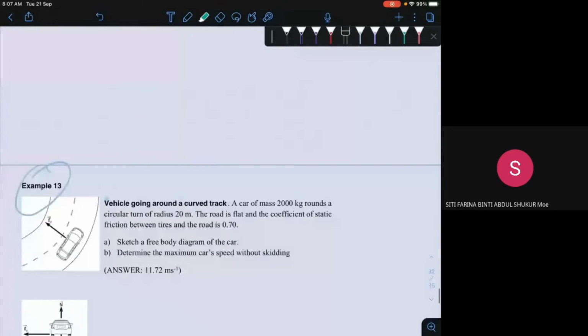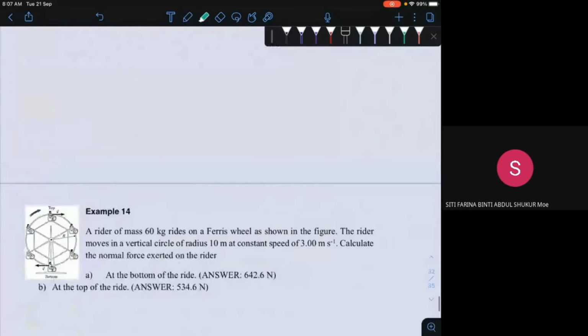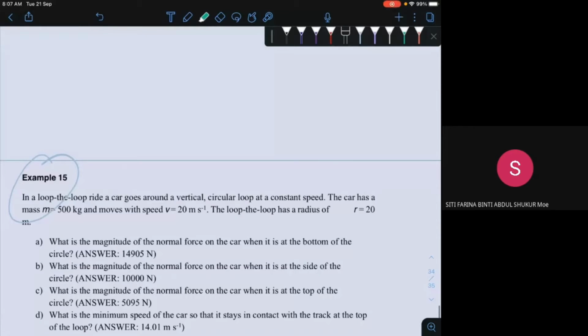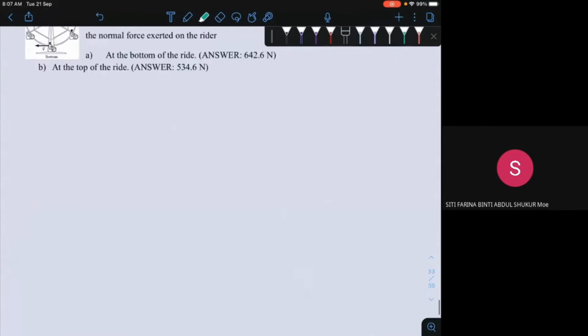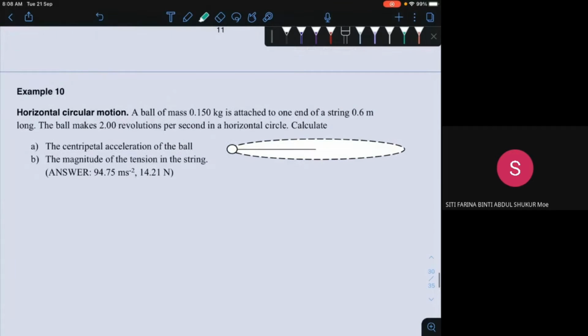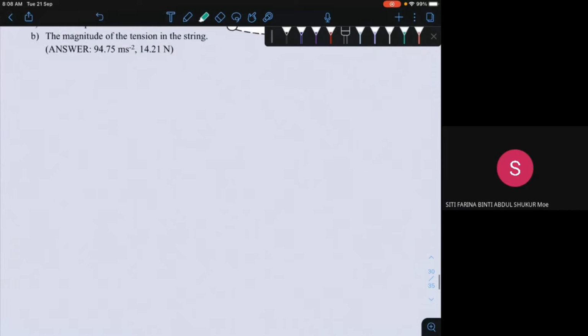Sini dia kata vehicles going around a curved track. And then you have, ini adalah Ferris wheel sebenarnya. And then you have loop the loop. Kalau kita scroll ke atas, ada lagi example 10 adalah horizontal circular motion and then vertical circular motion and then so on. Benda-benda ni adalah jenis-jenis circular motion yang you will encounter dalam syllabus kita.